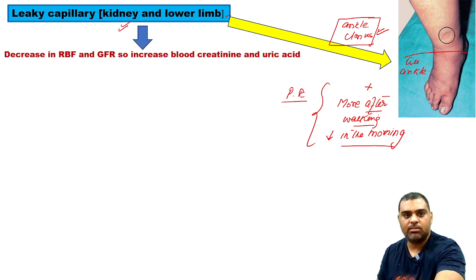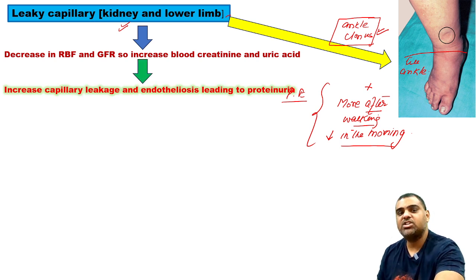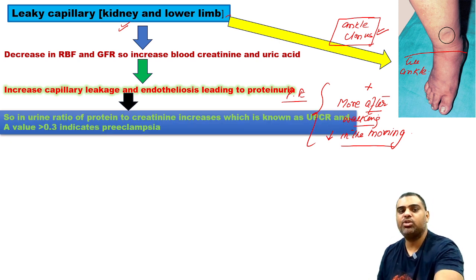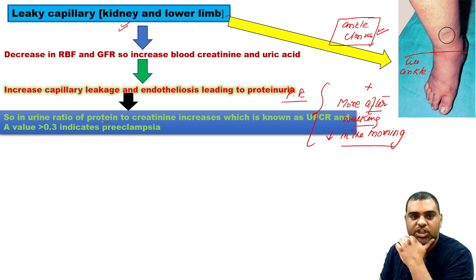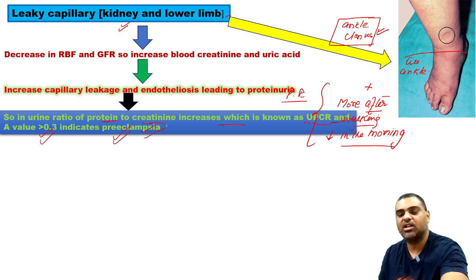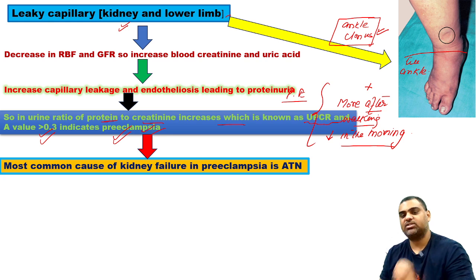So decreased renal blood flow and GFR lead to increased blood creatinine and uric acid. This happens in preeclampsia. Now increased capillary leakage, endotheliosis, and loss of the negatively charged ions from the basement membrane lead to increased proteinuria. So in urine, the ratio of protein to creatinine increases, which is known as UPCR, and a value of more than 0.3 is indicative of preeclampsia. I hope so.